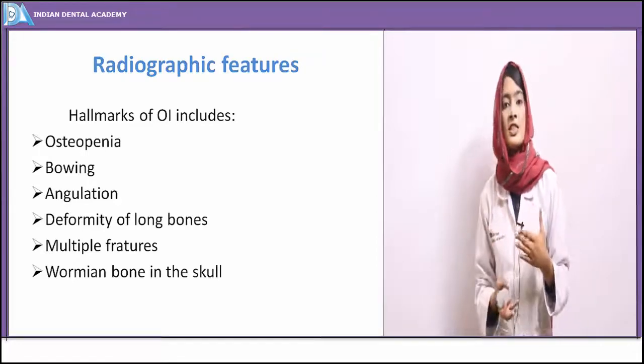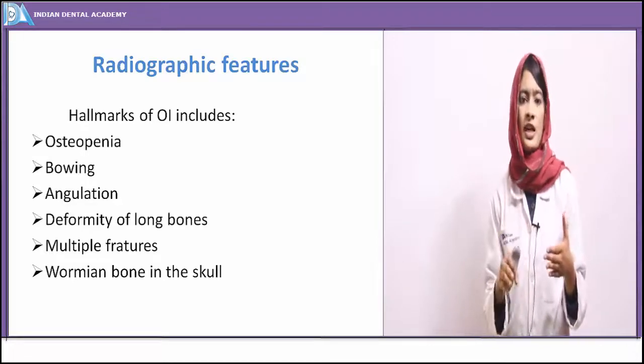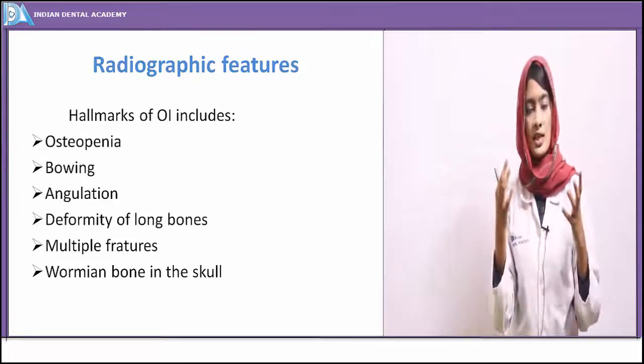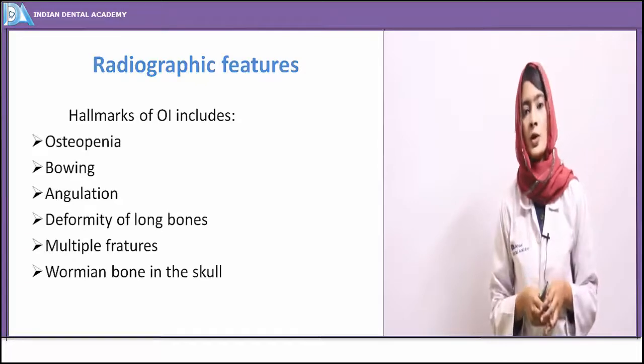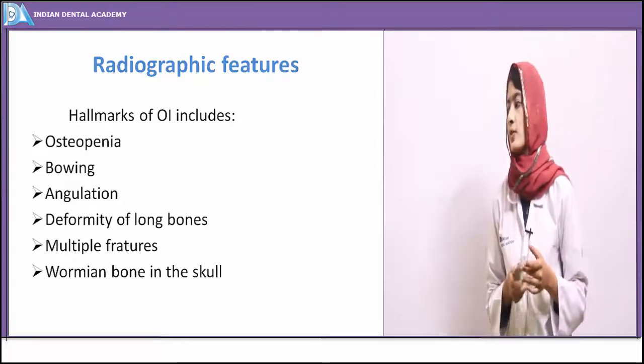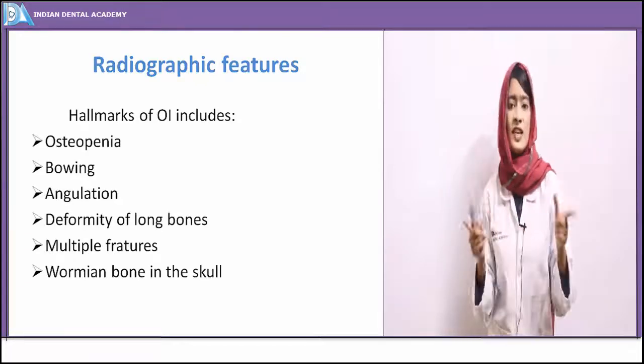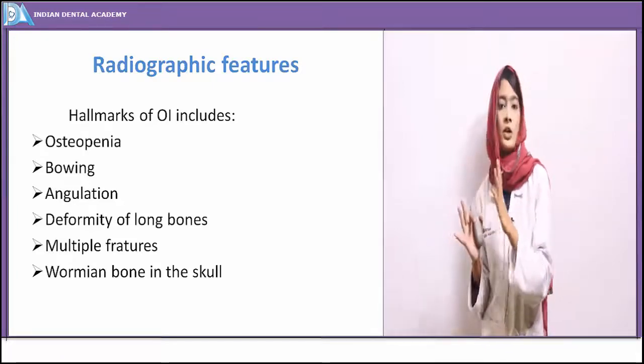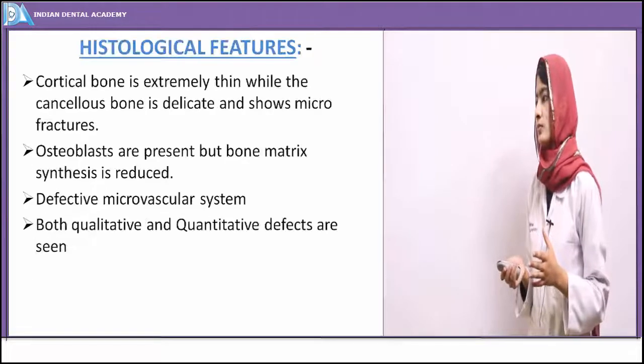So multiple fractures, the same site may be repeatedly fractured, and there is presence of Wormian bones in the skull, that accounts for the frontal bossing in case of type 2 osteogenesis imperfecta, and triangular faces in case of type 3 osteogenesis imperfecta. So these are the radiologic features.